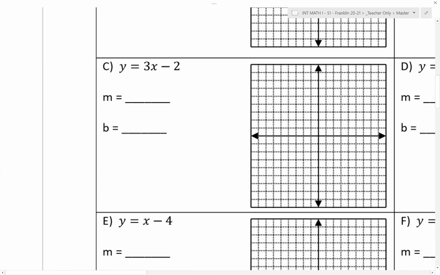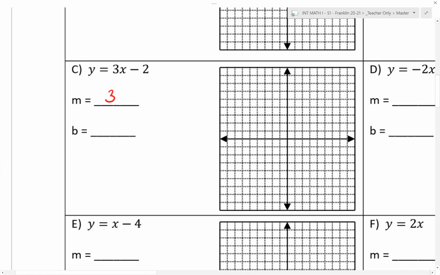Example C, y equals 3x minus 2. Your slope here is 3. The intercept is -2. Now, when you have a whole number like this, you want to think of that as 3/1. So we're going to go up 3, right 1, since every whole number is just a fraction over 1. Intercept is -2, so down 2 on the y-axis. The slope is 3/1, so up 3, right 1. Do that over and over until you can't do it anymore. Go back and go backwards, down 3, left 1. And then we can connect these dots.